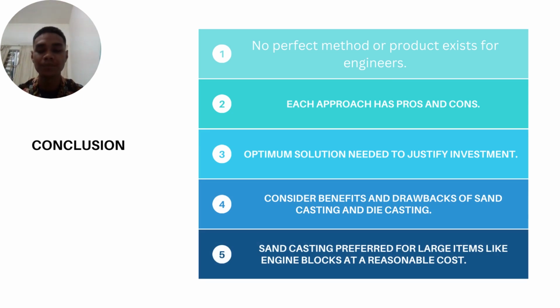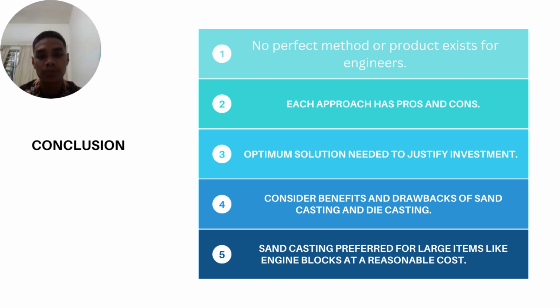For the conclusion, first, no perfect method or product exists for engineers. From this report, we can conclude that all methods we use in manufacturing to make a product are not enough to make a perfect product, because like the sample of casting, when we are done with the casting we need a machining process.